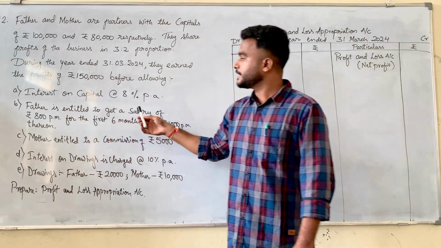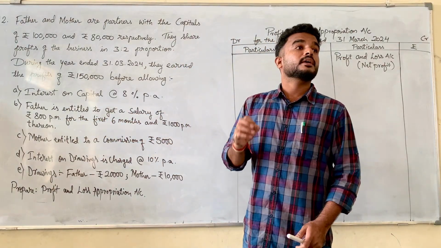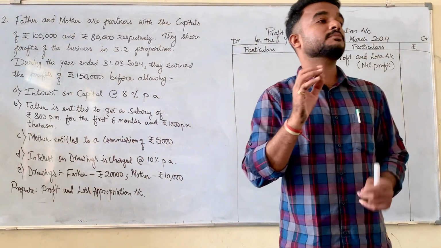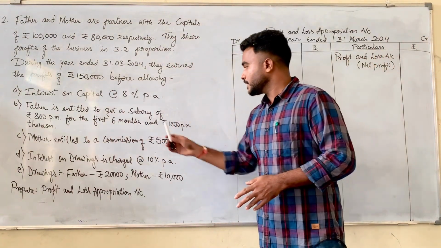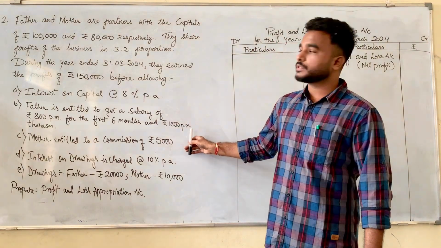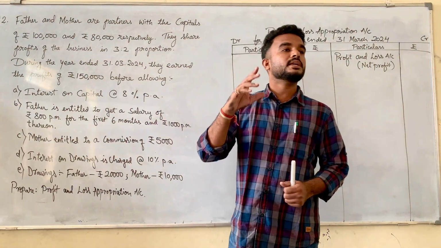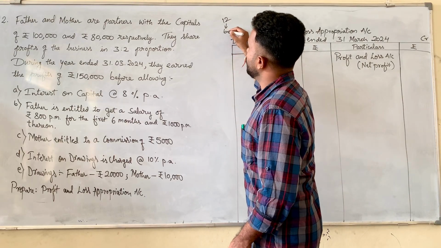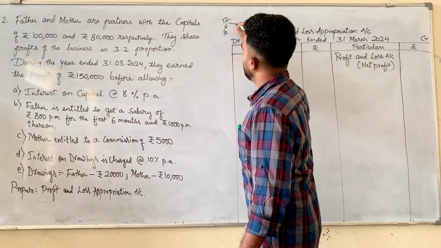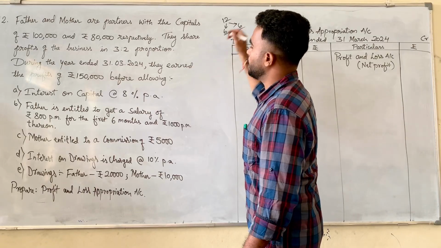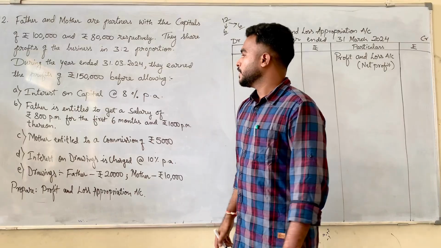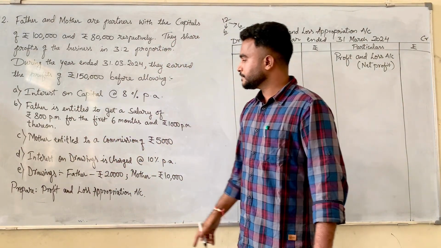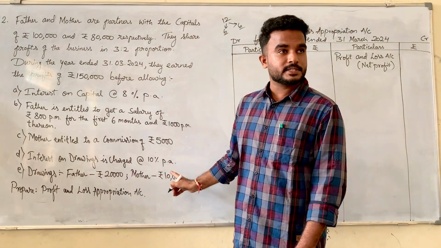Next, father is entitled to get a salary of rupees 800 per month for the first 6 months. Only for the first 6 months he should get how much? 800 per month. And then rupees 1,000 per month thereon. That means how many months do we have in a year? 12 months. Out of 12 months, for the first 6 months, how much are we paying? 800. Remaining how many months? 6 months. We have to pay rupees 1,000 per month. Mother is entitled to a commission of rupees 5,000. Interest on drawings is charged at 10% per annum.